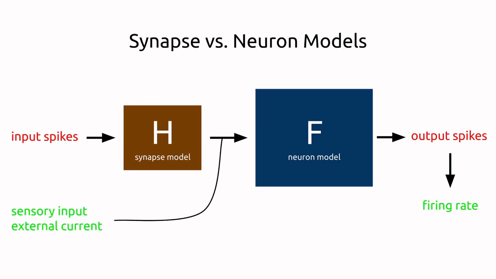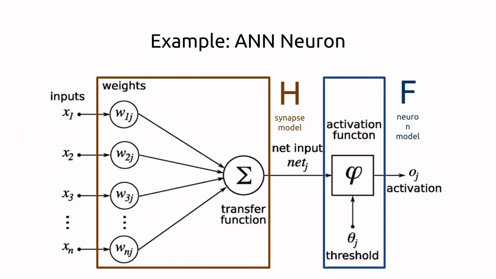Similarly, we also have some requirements we would like to impose on F as well. First is that it should accept whatever the output of H is. They want to be speaking the same language, so to speak. And then the output of F should be something that we can compare to experimental results. And here again, firing rate is a convenient choice. So let's explore this breakdown a little and start with a neuron model that we're already familiar with.